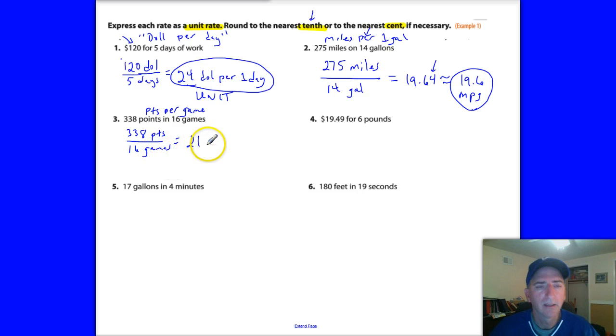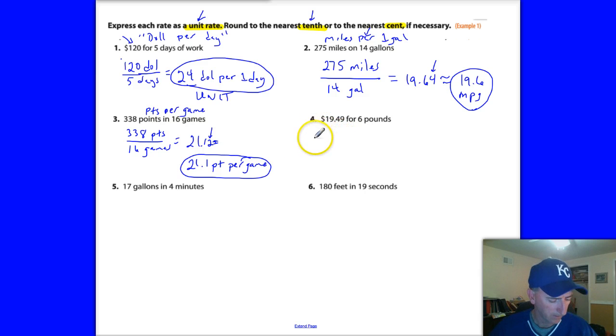21 point, it's 125 something, so you really only need the 1 and the 2. That's the hundredth, so you need to round that. That's an equal sign to 21.1 points per game. Again, that is the unit rate. That's how many points per 1 game.